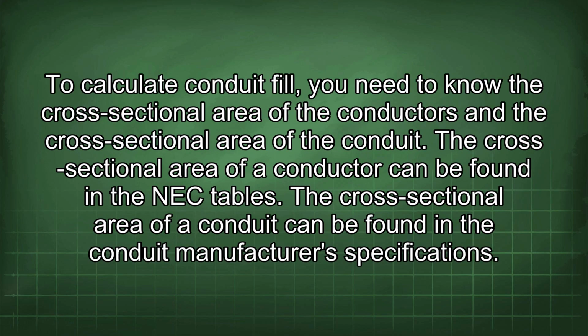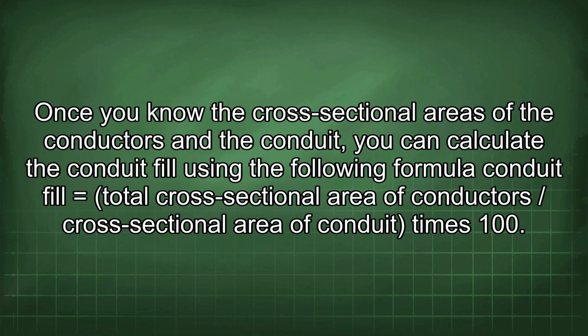To calculate conduit fill, you need to know the cross-sectional area of the conductors and the cross-sectional area of the conduit. The cross-sectional area of a conductor can be found in the NEC tables. The cross-sectional area of a conduit can be found in the conduit manufacturer's specifications. Once you know the cross-sectional areas of the conductors and the conduit, you can calculate the conduit fill using the following formula. Conduit fill equals total cross-sectional area of conductors / cross-sectional area of conduit times 100.